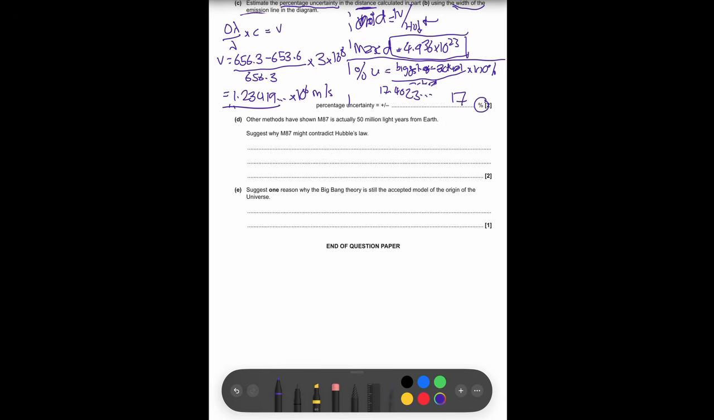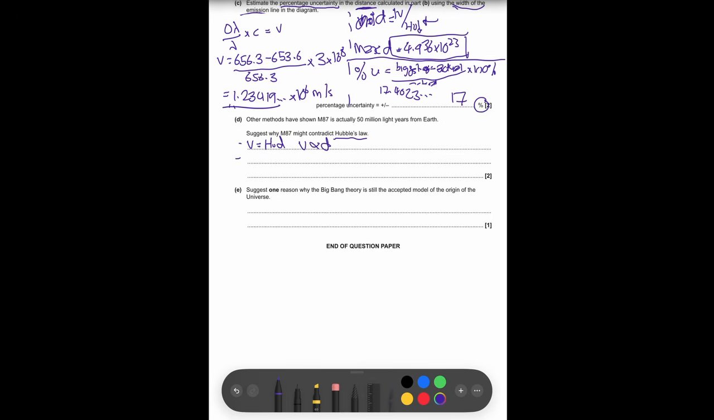Okay, so how am I going to get this next one over here? Suggest why M87 might contradict Hubble's law. Well, the first thing it's saying is Hubble's law. So what is Hubble's law? I know that it's something to do with V equals H naught D. So Hubble's law is saying V is proportional to distance, so recessional velocity is proportional to distance. Well, this is saying it contradicts that, so there obviously must be something that's saying it's not that. Now, I'm not too sure what it is yet.